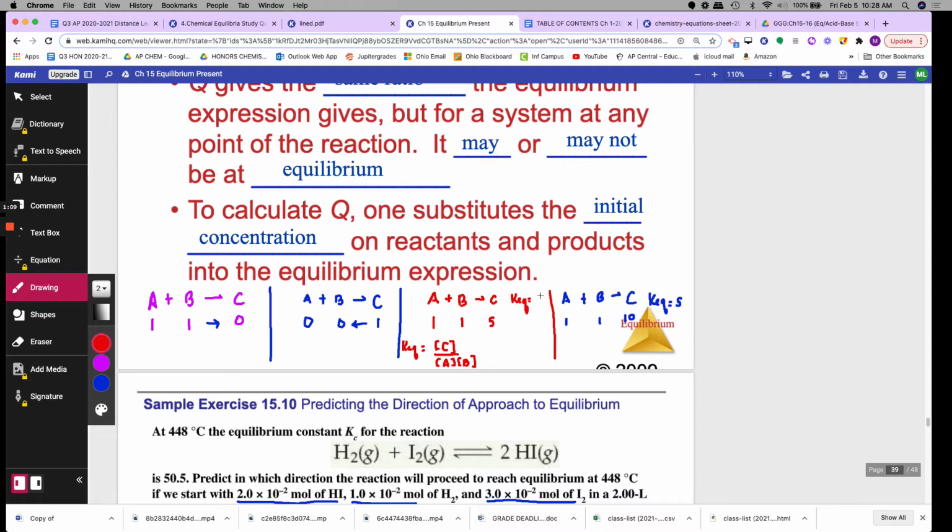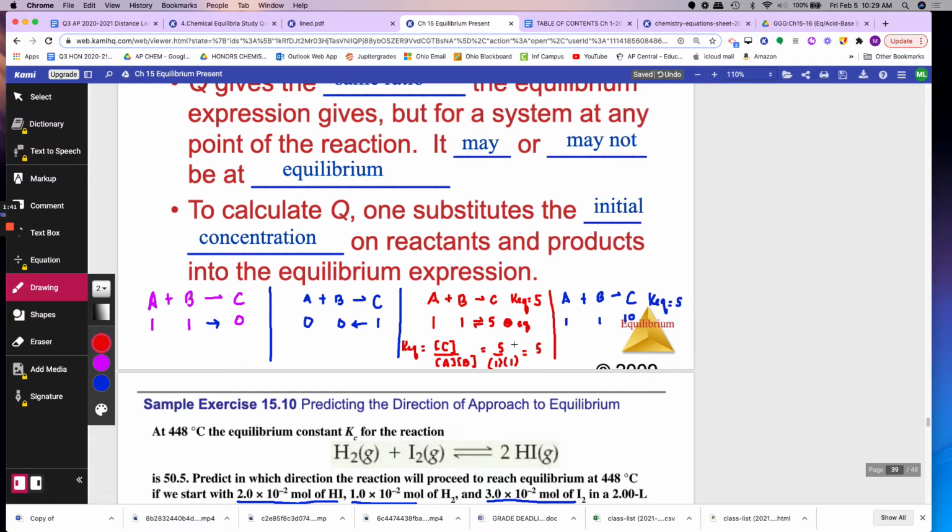If K equilibrium equals 5, then if you plug in products over reactants, 5 divided by A times B, which is 1 over 1, that equals 5. These two numbers are equal, that means you are at equilibrium. The reaction will proceed forward and reverse at the same rate. So you are at equilibrium.